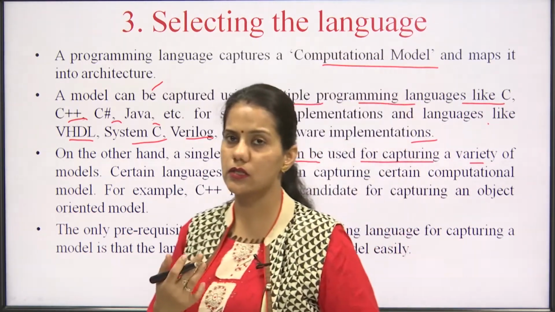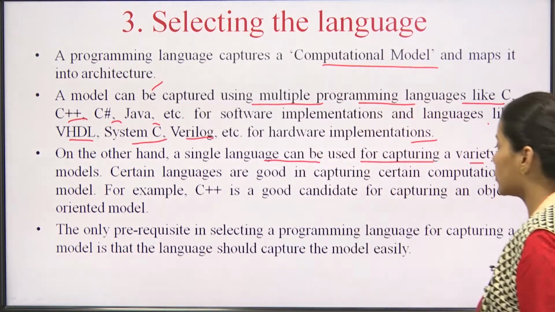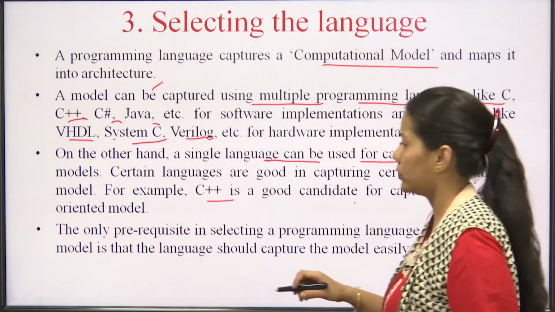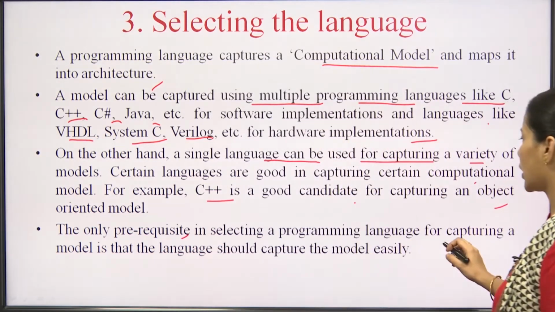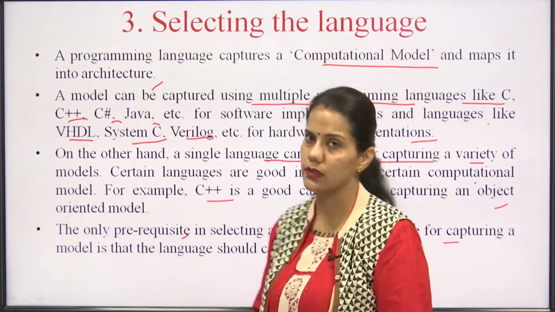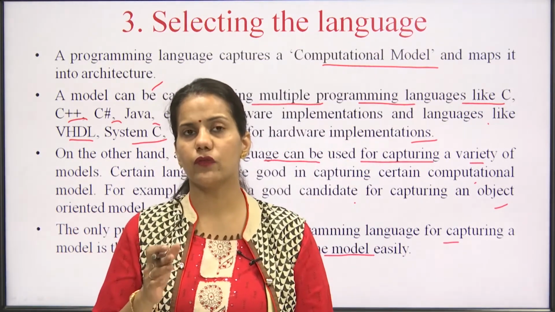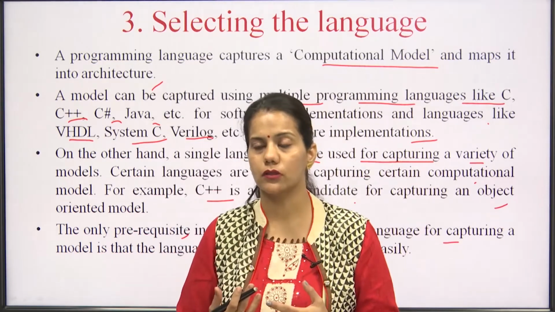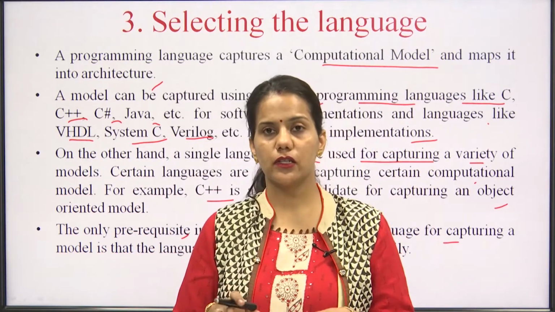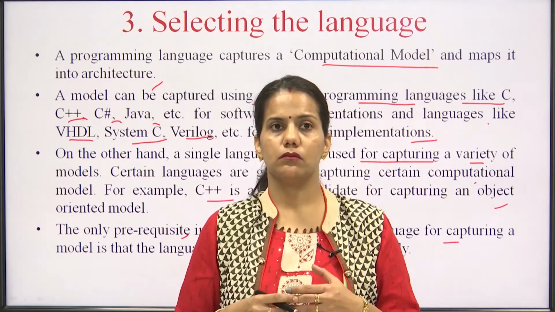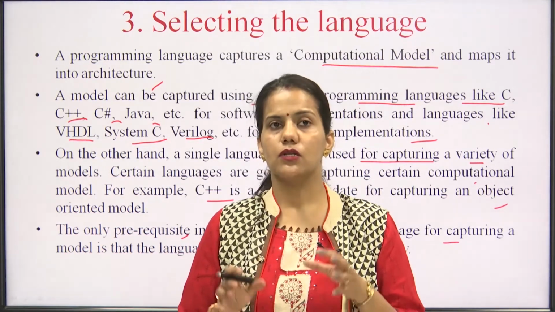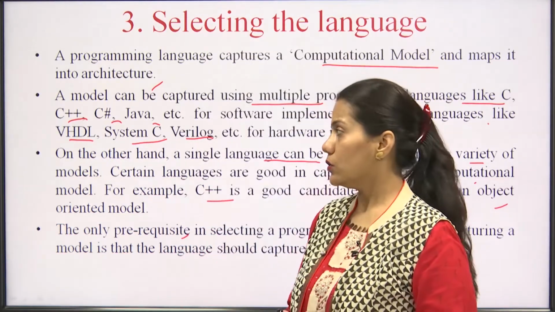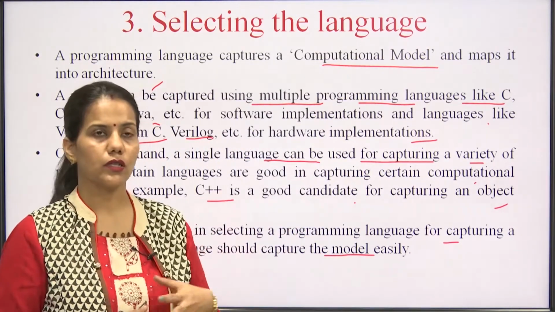There are certain models also that a single language can be used for. Certain languages are good in capturing certain computational models. For example, C++ is a good candidate for capturing an object oriented model. The only prerequisite in selecting a programming language for capturing a model is that the language should capture the model easily. So, this is very important: whenever we are making any selection of the language for the model that we are using in our application, it is very important to go through all the functionalities of the language, and the libraries available with the language, so that we can make a wise choice of language for our architecture. This is how the different languages are used for designing our models.